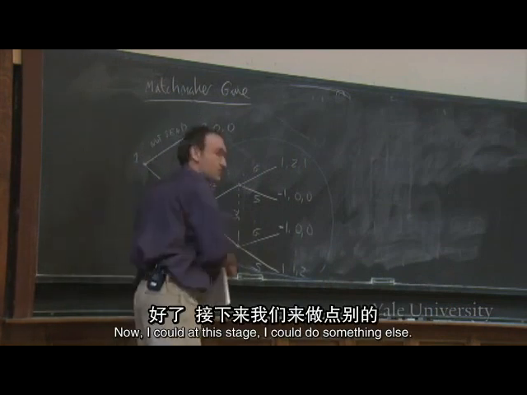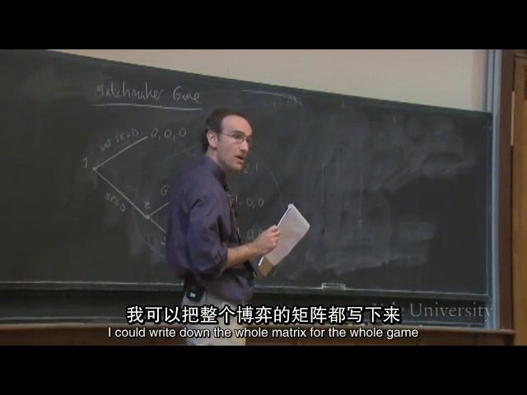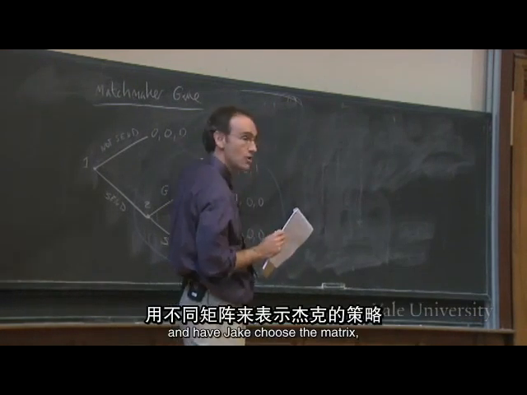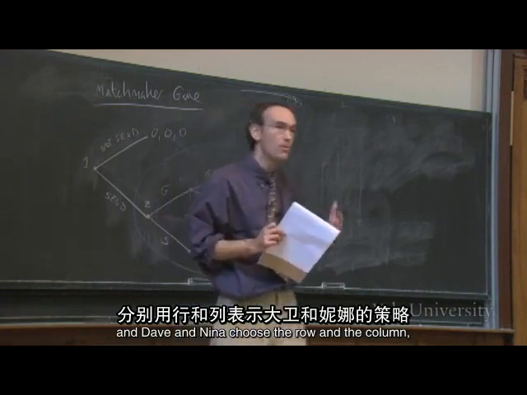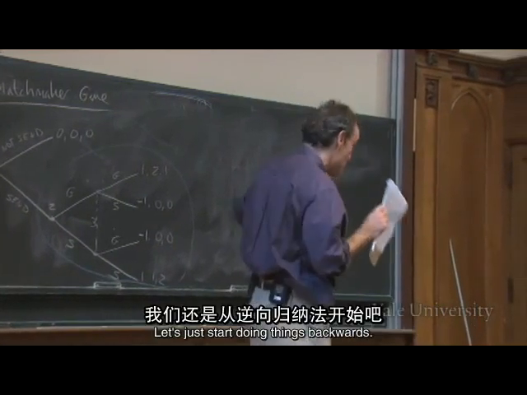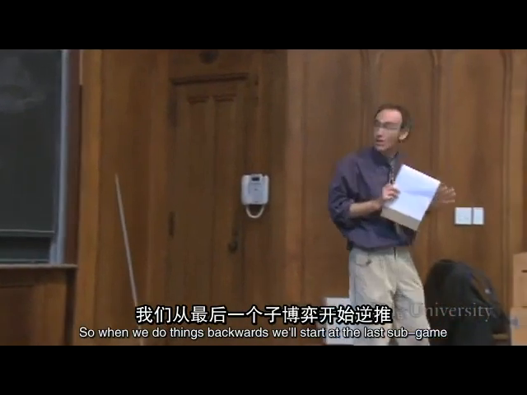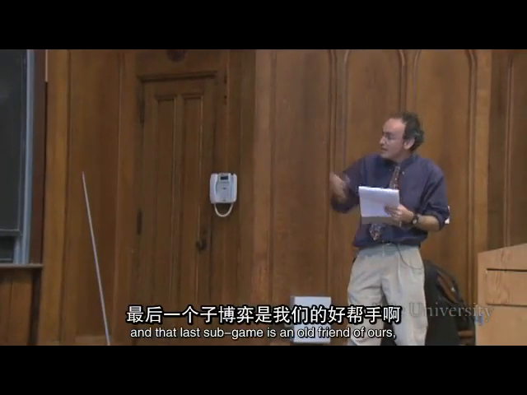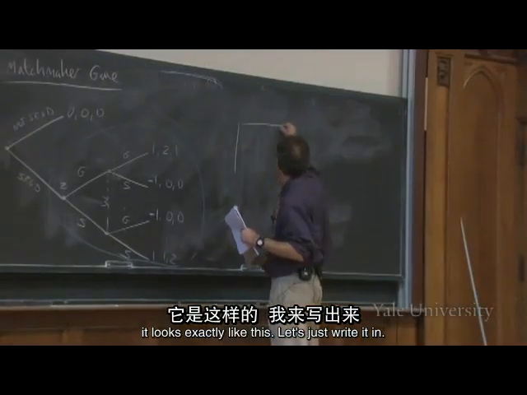Now, at this stage, I could do something else. I could write down the whole matrix for the whole game and have Jake choose the matrix and Dave and Nina choose the row and the column, but that's going to get us astray. So we could do that, but let's not worry about that. Let's just start doing things backwards. When we do things backwards, we'll start at the last subgame, and that last subgame is an old friend of ours. It looks exactly like this. Let's just write it in.